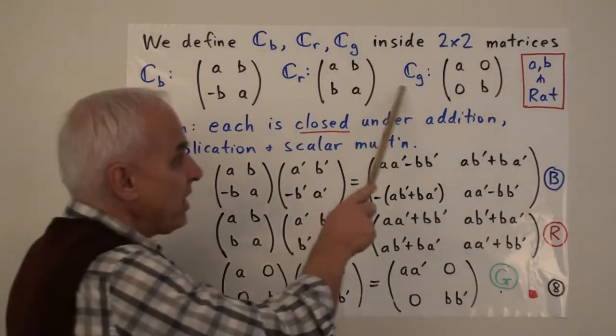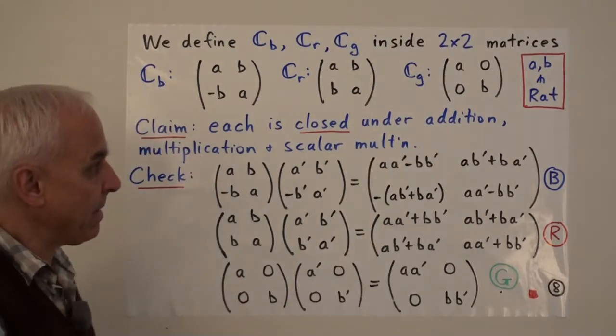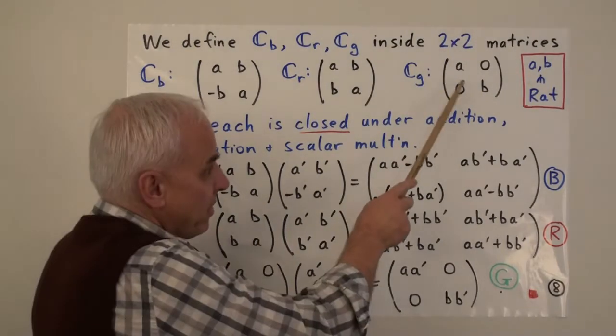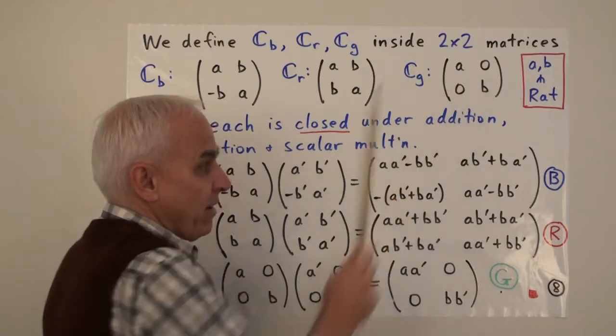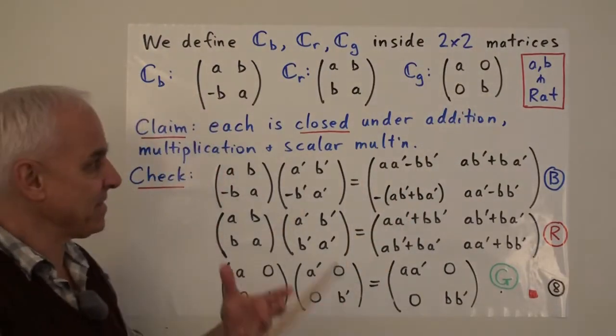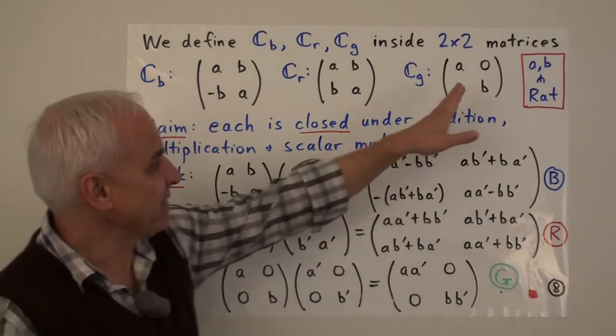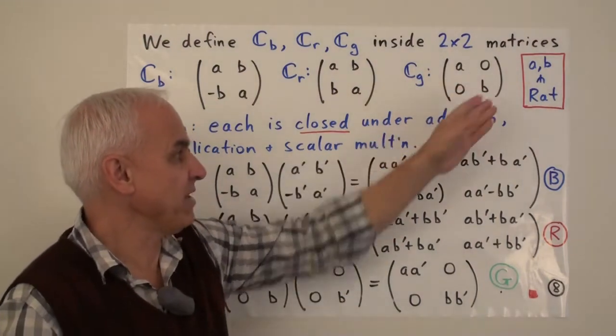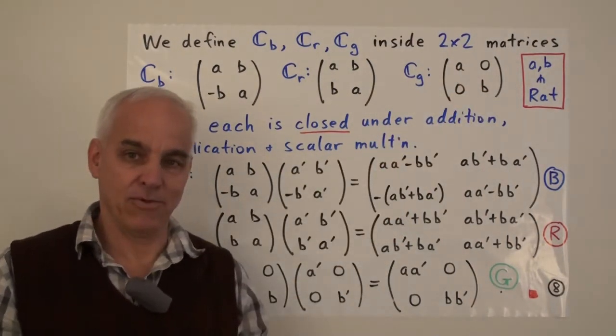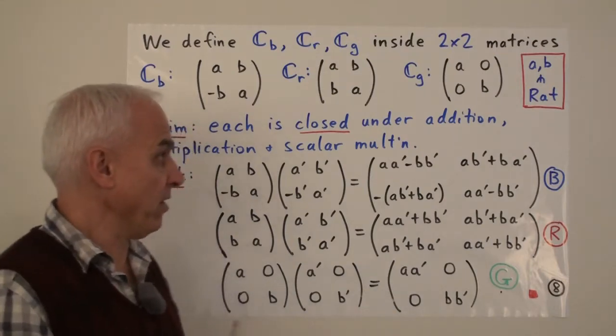And finally, the green complexions, or green complex numbers, matrices of the form A, 0, 0, B. Again, taking our lead from the isometries that we had on the previous page, but now not having necessarily the condition that A, B equals 1. A and B can be whatever they want to be.